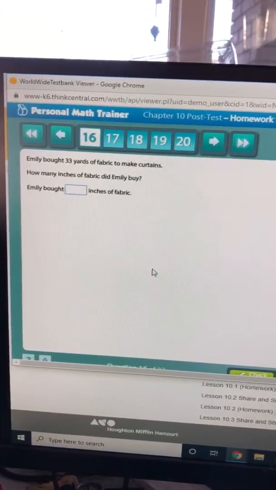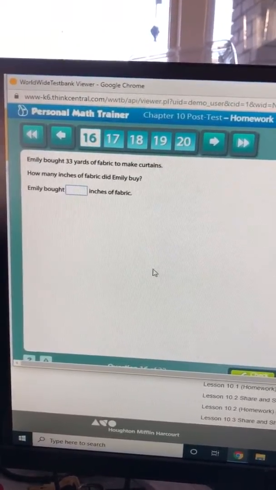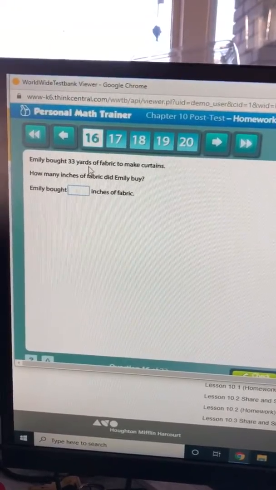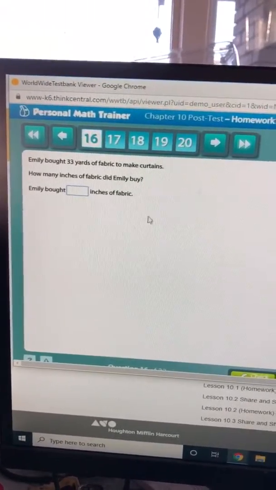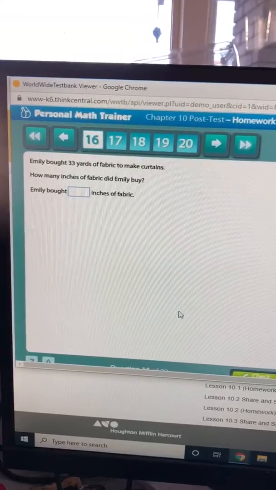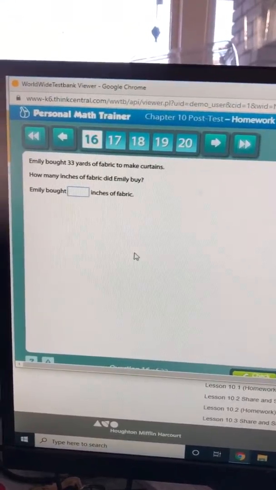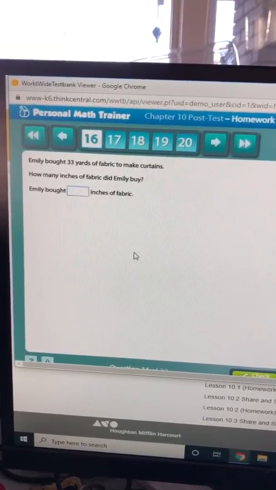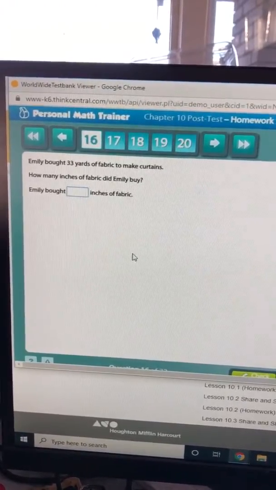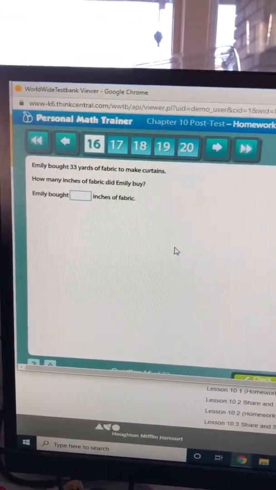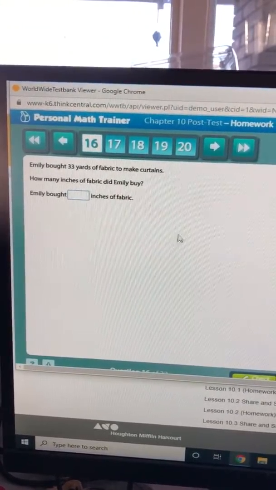Emily bought 33 yards of fabric to make curtains. How many inches of fabric did Emily buy? You can convert 33 yards to feet. There are 3 feet for every yard, so I would multiply this by 3. Whatever that number is going to be a number of feet. To convert feet to inches, you're going to need to times the feet by 12 because there are 12 inches for every foot.